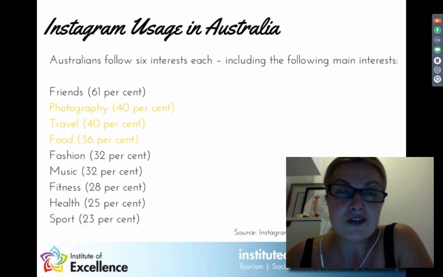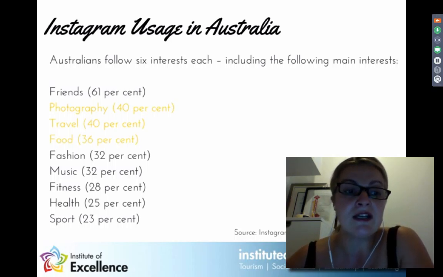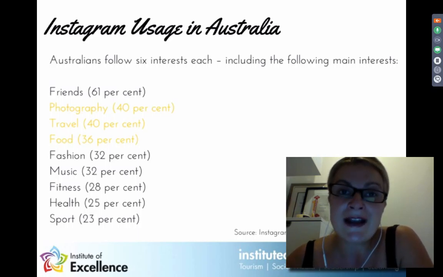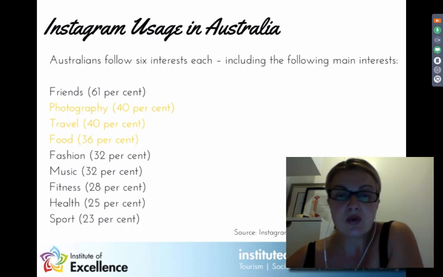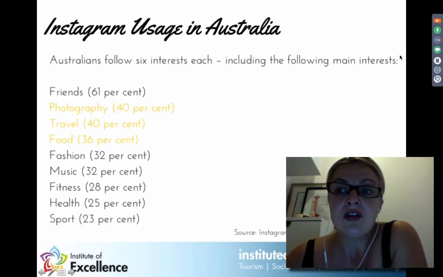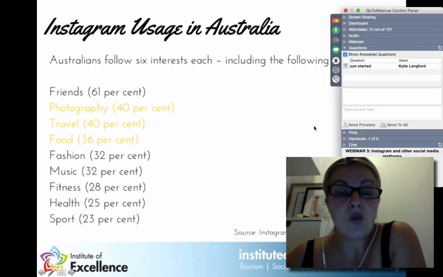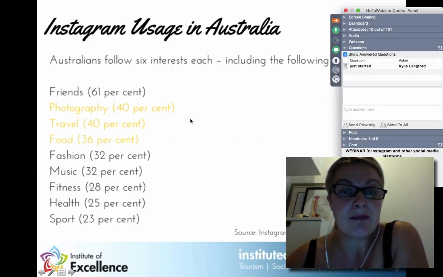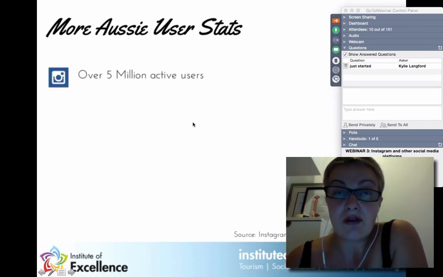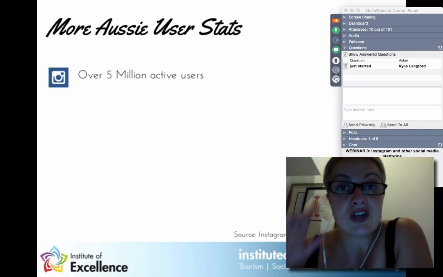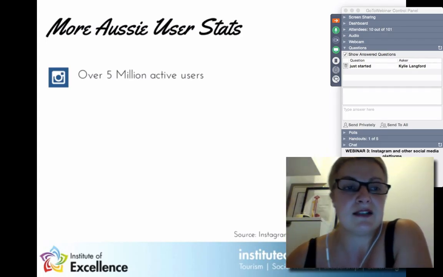Photography, great for travel and destination marketing. Travel and food, right up our alley. So when you're deciding on your why and what you should be doing, this is right up our alley as an industry. Hence it's doing so well for the likes of Tourism Australia and other destination marketers.